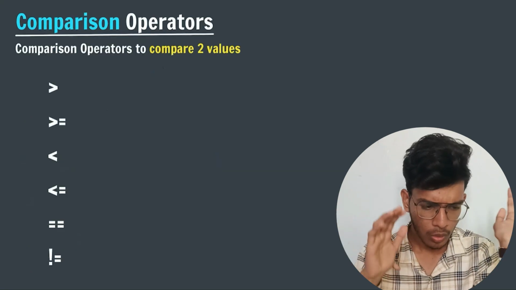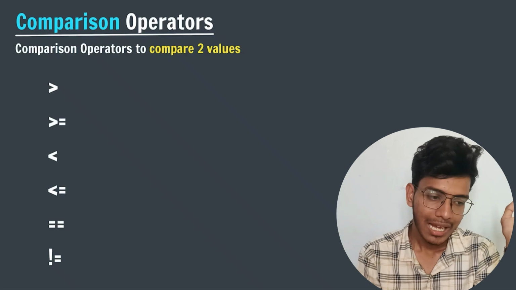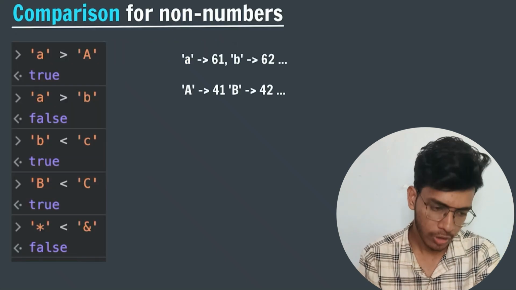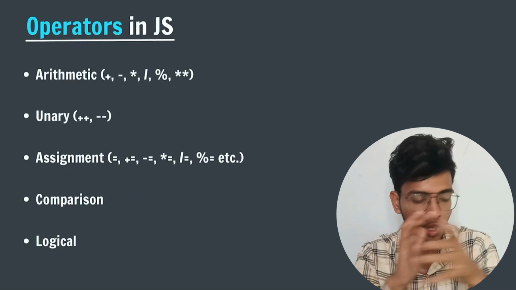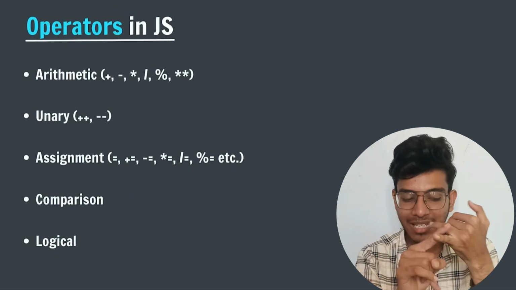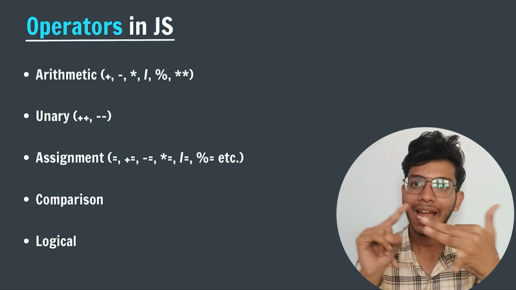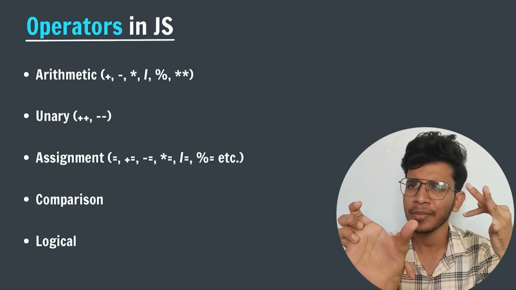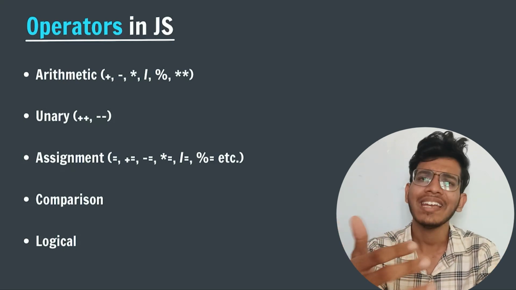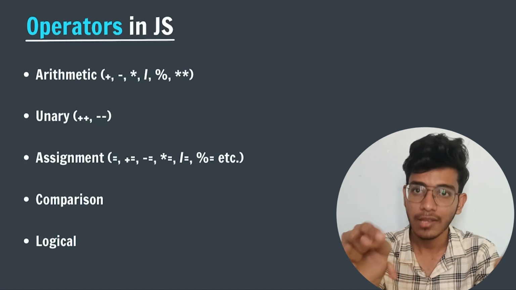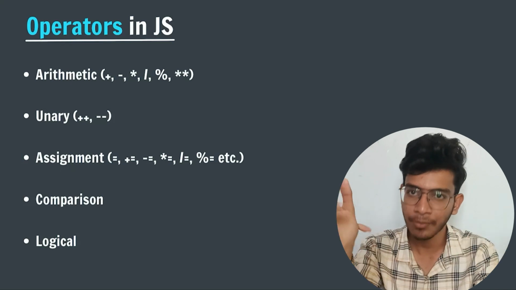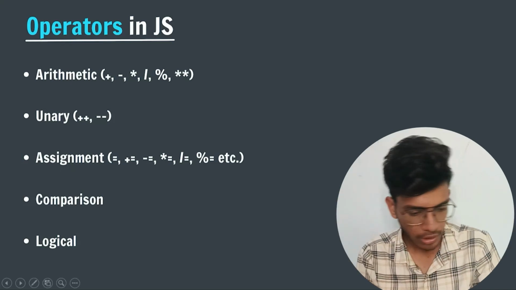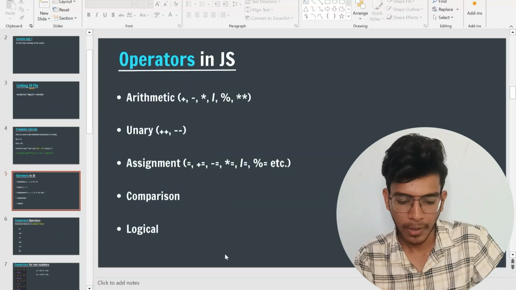The first one is comparison operation. After that we will study how to compare numbers, all these kinds of things. But first of all, let us begin with our arithmetic, unary, and assignment operators. We studied a little bit about them in the first session. Now we are going to study them in detail. So let us begin with our first, arithmetic operator.